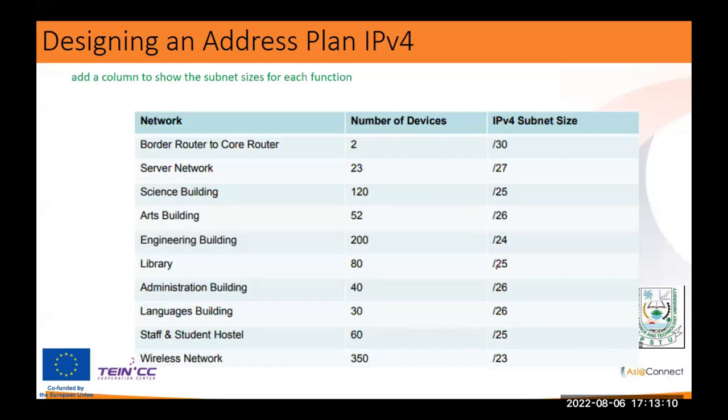In this way, we have taken /24, /25, /26, /25, and we have also taken /23, because this would be 350. If we use /24, then we can connect only 256 devices. But since we need to connect 350 devices, we need 2^9. That means 9 bits we need to take for the suffix or host ID. That's why we have taken /23. Is it clear or not?